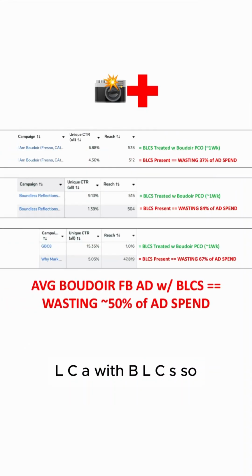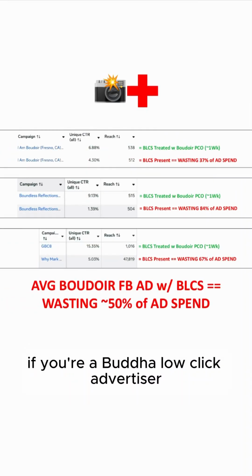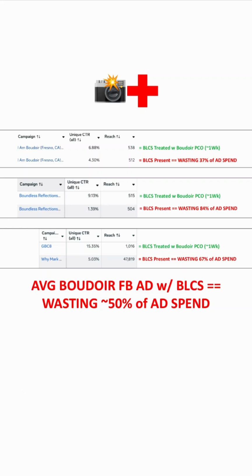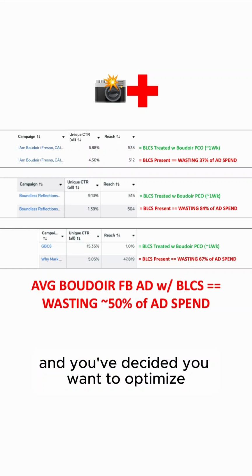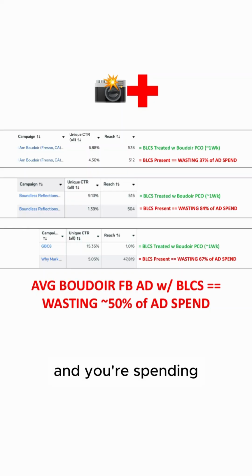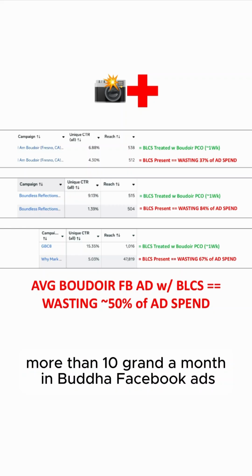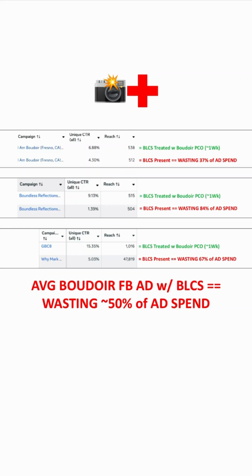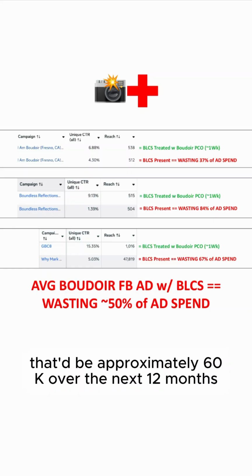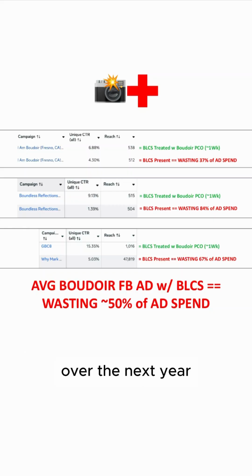So if you're a BLCA with BLCS, so if you're a Boudoir low click advertiser with Boudoir low click syndrome, and you've decided you want to optimize and pull more profit out of this part of your business, and you're spending more than 10 grand a month in Boudoir Facebook ads, that means on average about 50%, or about 5K, is being wasted every single month. And you want that back in your pocket, that'd be approximately 60K over the next 12 months, over the next year.